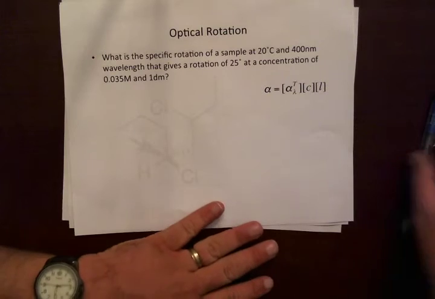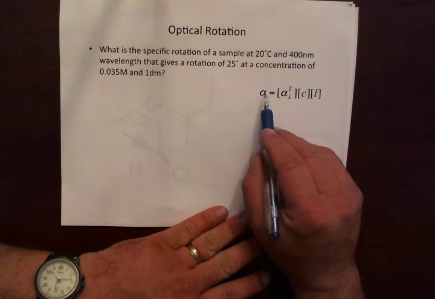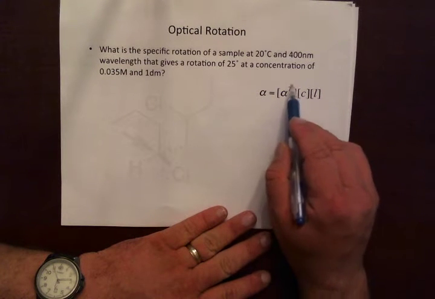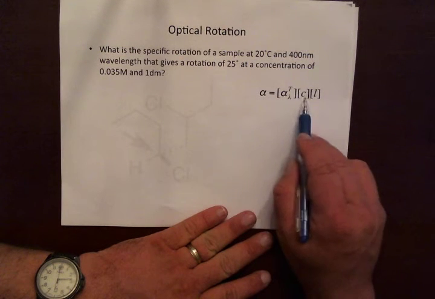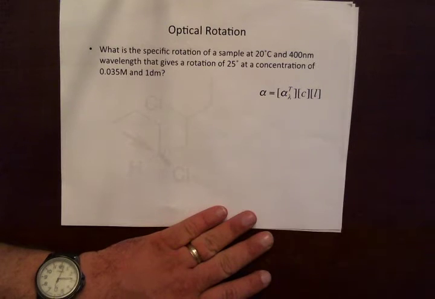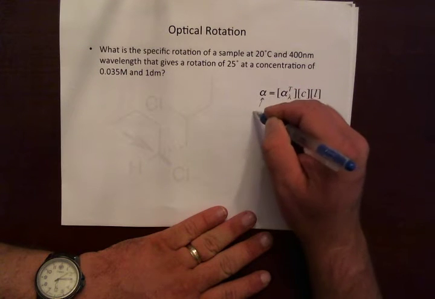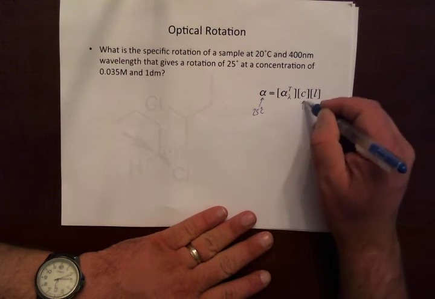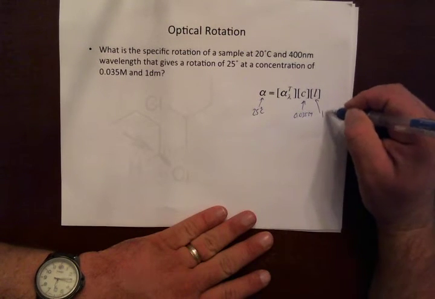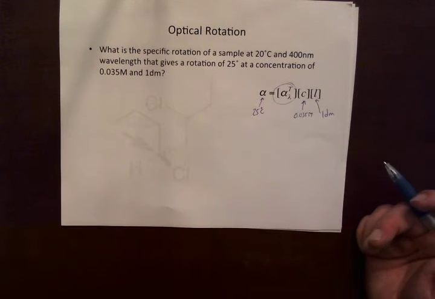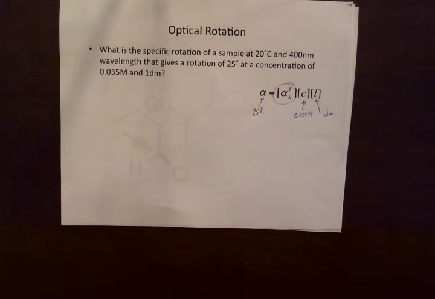Okay, so for optical rotation, this is the one you've shown in class. So this is the specific rotation. This is the measured rotation, specific rotation, concentration, wavelength, path length. So for here, it gives a rotation of 25 degrees, so that's 25 here. The concentration I said was 0.035 molar, and then the path length was 1 decimeter. So this is the one. I'm going to give you 3 of these, and you've got to give me that 4th one.